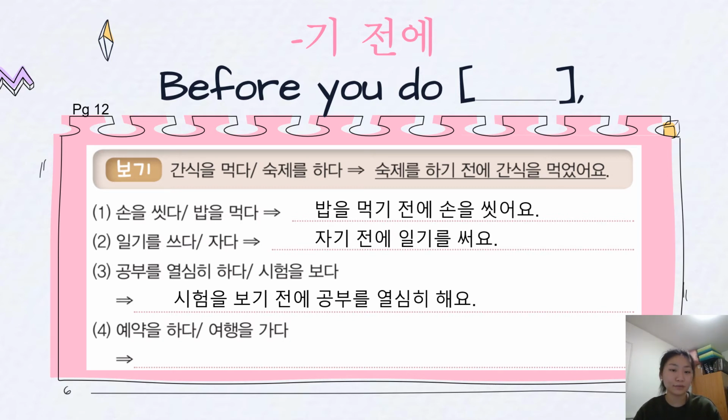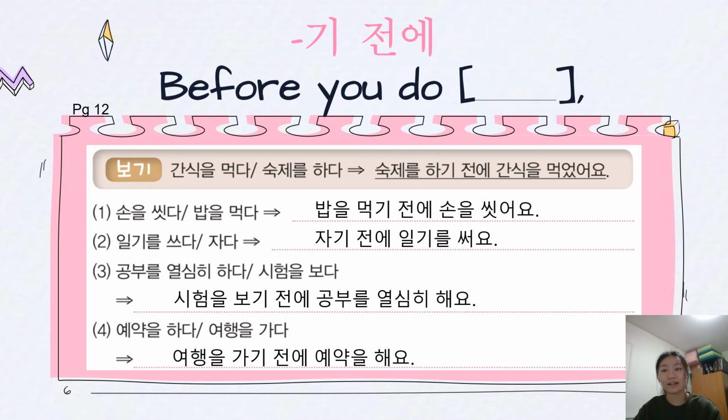Then let's look at the last one. 예약을 하다, to make a reservation or a promise. 여행을 가다, to go on a trip. Before you go on a trip, you would have to make a reservation, or let's say an agenda that you want to go. Therefore, you would write your sentence like this. 여행을 가기 전에 예약을 해요. You would reserve, let's say, a ticket before you go travel.